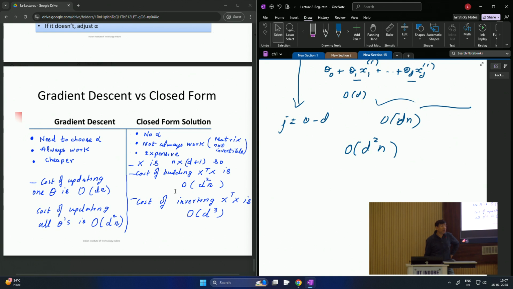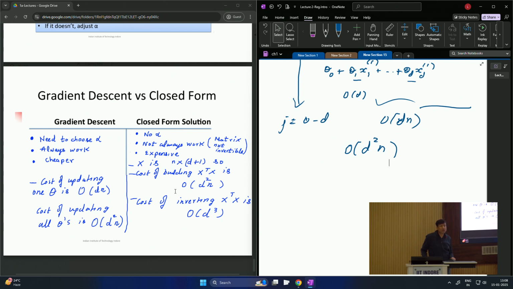Correct? But if your d is much smaller than n, let's say the dimension of the data is 100, but your number of points is 100,000 or a million, then both are equally the same because d cube is still very small. Is everybody okay? Ideally you should first try the closed form solution. If you run into the problem of this matrix being not invertible, then fall back on the numerical technique, which always works, because the numerical technique has this alpha playing around. You don't know what value of alpha to use so that you converge in a decent amount of time.